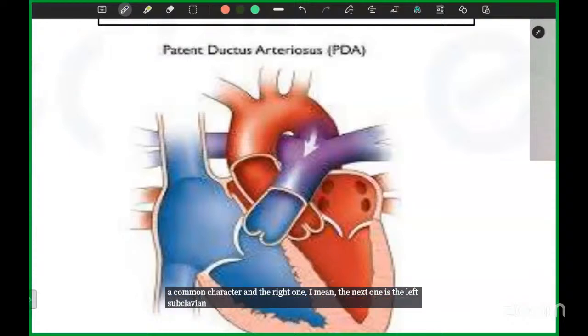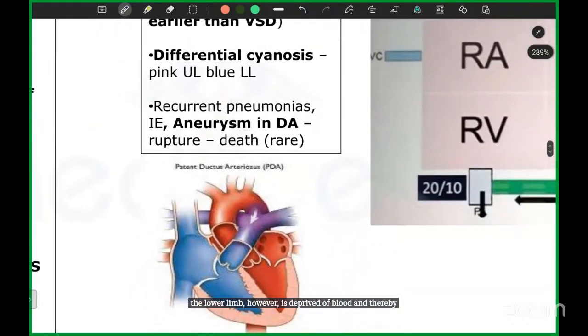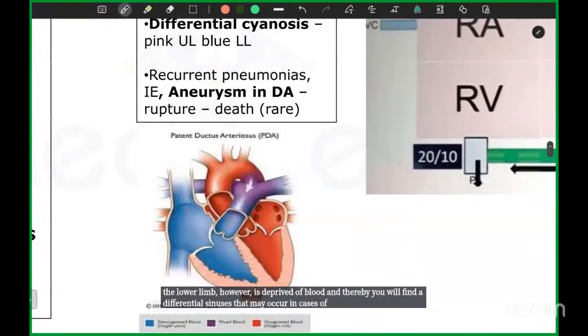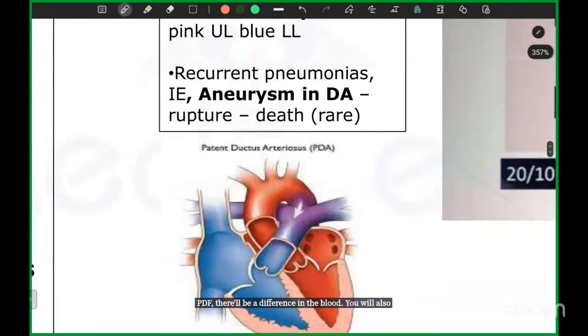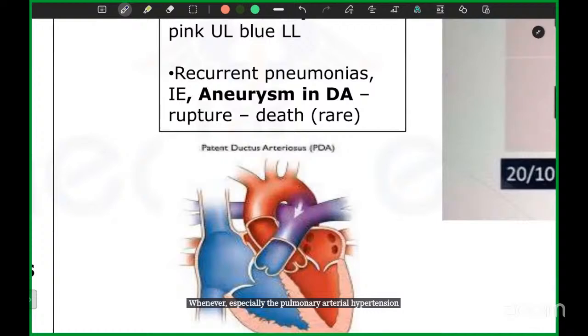And distal to the subclavian, you have this patent ductus arteriosus, which means that the upper limb is receiving a good amount of oxygenated blood. The lower limb, however, is deprived of it, and thereby you will find a differential cyanosis that may occur in cases of PDA. You will also find that the upper limb is usually pink, while the lower limb, the toes, usually will be blue, showing cyanosis, and they may show clubbing at some time, especially when the pulmonary arterial hypertension has exceeded its normal limits.